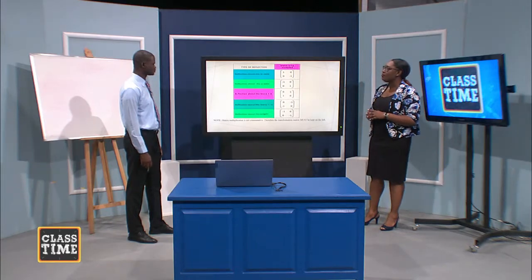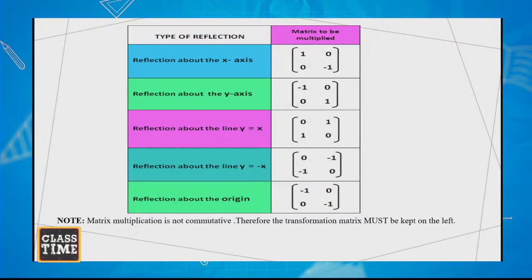And again, we are coming back to our matrix. As you can see, for the reflection about the x-axis, we would use the matrix 1, 0, 0, negative 1. And then a key point to note, matrix multiplication is not commutative. So therefore, the transformation matrix must be kept to the left. When we were multiplying by the matrix 1, 0, 0, negative 1, it must be kept to the left whenever we are carrying out that procedure. Yes, that is true.